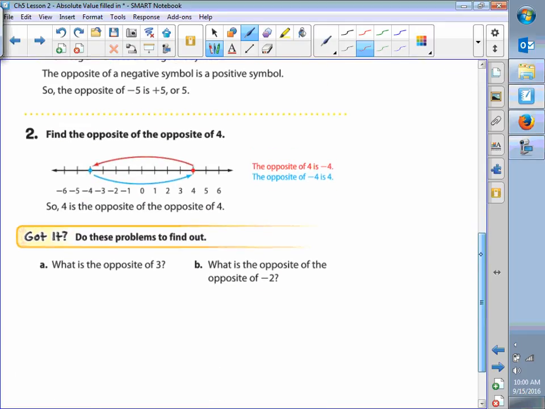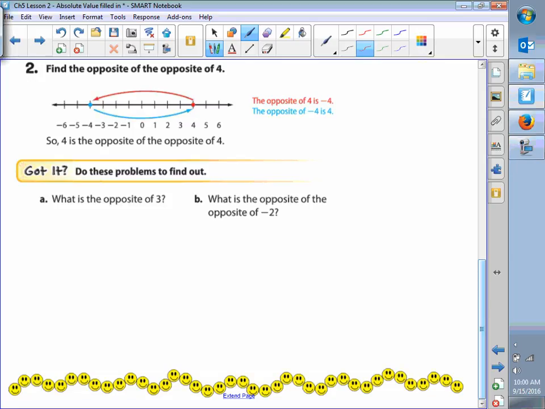All right. So, let's do these examples. What's the opposite? And this is so simple, right? Do I have to show any work? No. So what is the opposite of 3? Negative 3. You don't have to show your work unless it tells you to show it on a number line. Okay? What is the opposite of negative 2? Positive 2. Do I have to write a plus in front? No, I don't have to write a plus in front.